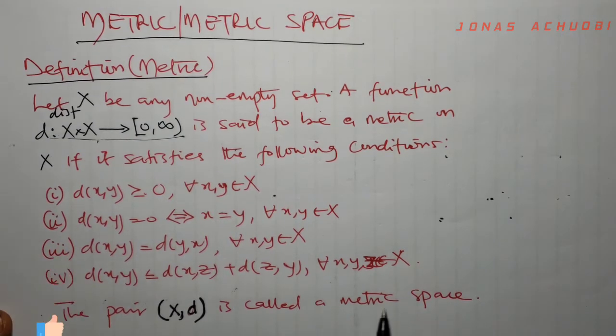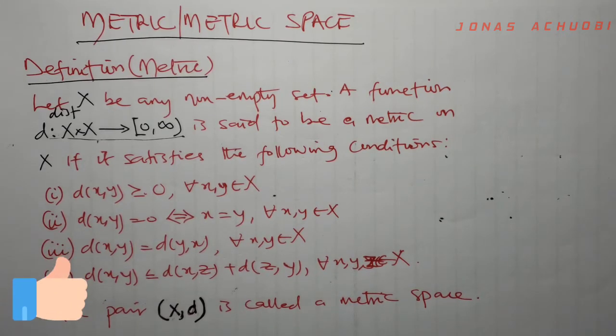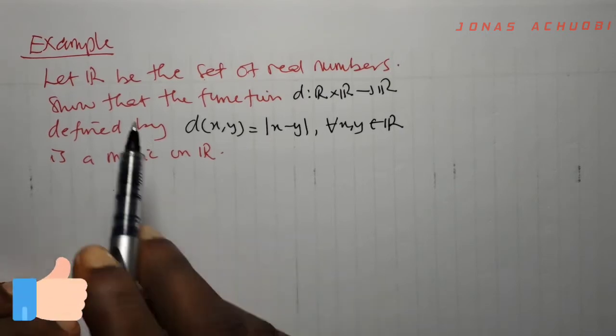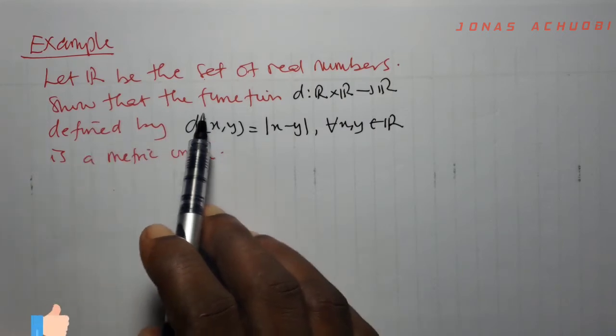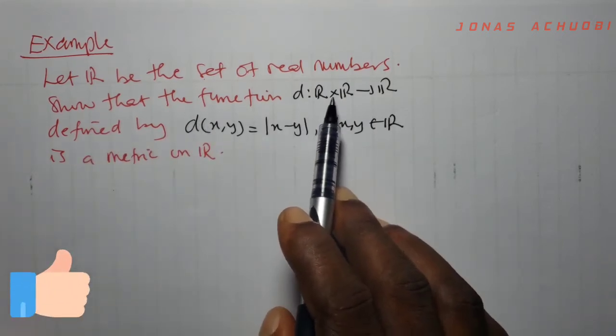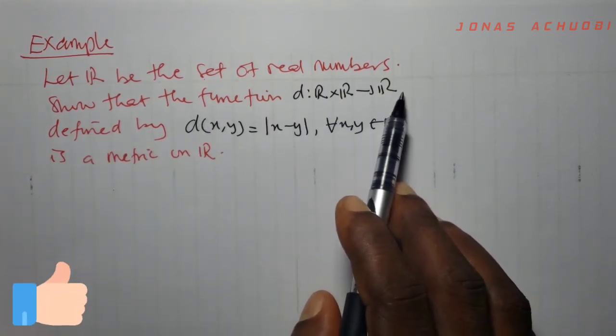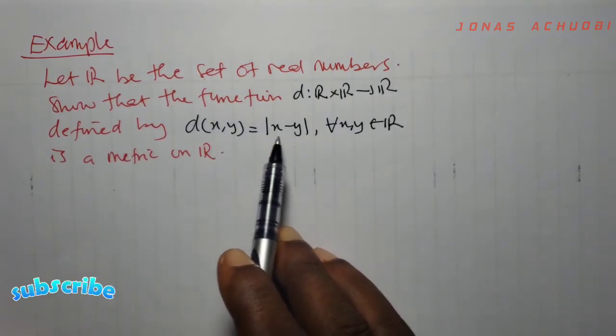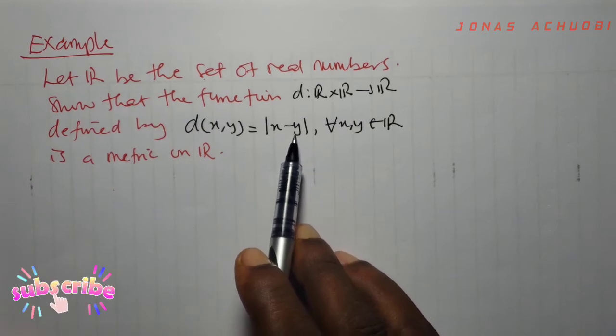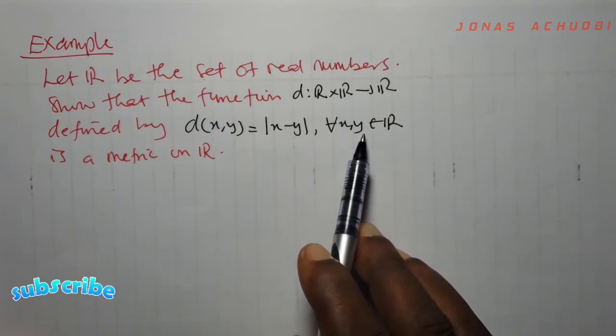Therefore, a metric space is simply a non-empty set with a metric d defined on it. We shall now take one example of a metric space just to clarify what we have said. Example: let R be the set of real numbers. Show that the function d, defined on the Cartesian product of R with R, by d(x, y) equals the absolute value of x minus y for all x, y in R.